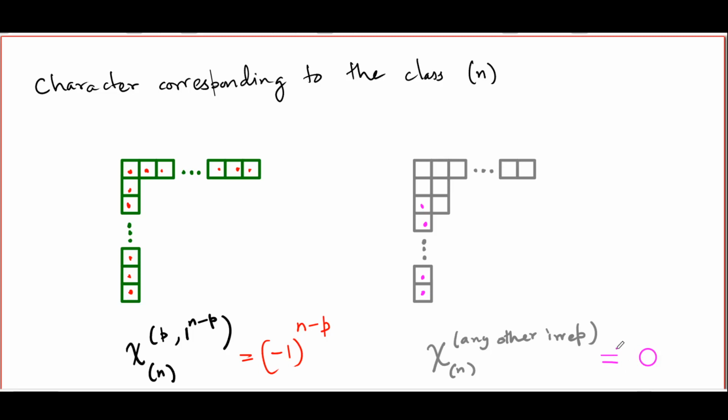So, for this particular class, which typically is written down in the last column of your character table, the characters are just plus 1 or minus 1 for some of these partitions which correspond to p elements in the first row and one element each in the rest of the rows for the Young diagram. You will get minus 1 to the n minus p. For any other irrep, you are going to get 0. So this is a general result for the last column of the character table of any S_N.